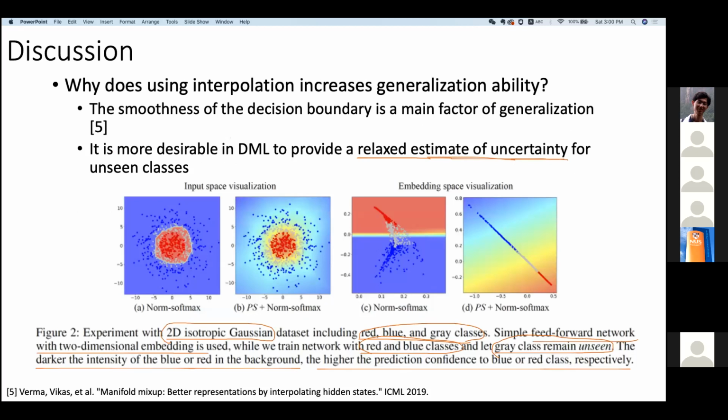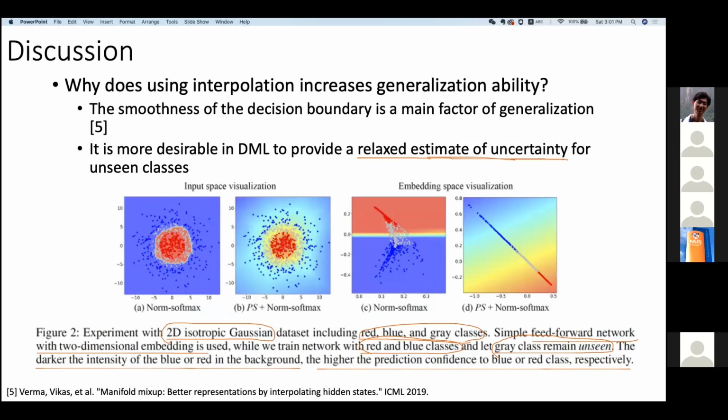It has a discussion on why using linear interpolation increases the generalization ability. In a previous work called manifold mix-up, they find that the smoothness of the decision boundary is the main factor of generalization. And applying proxy synthesis has the effect of smoothing the decision boundary.